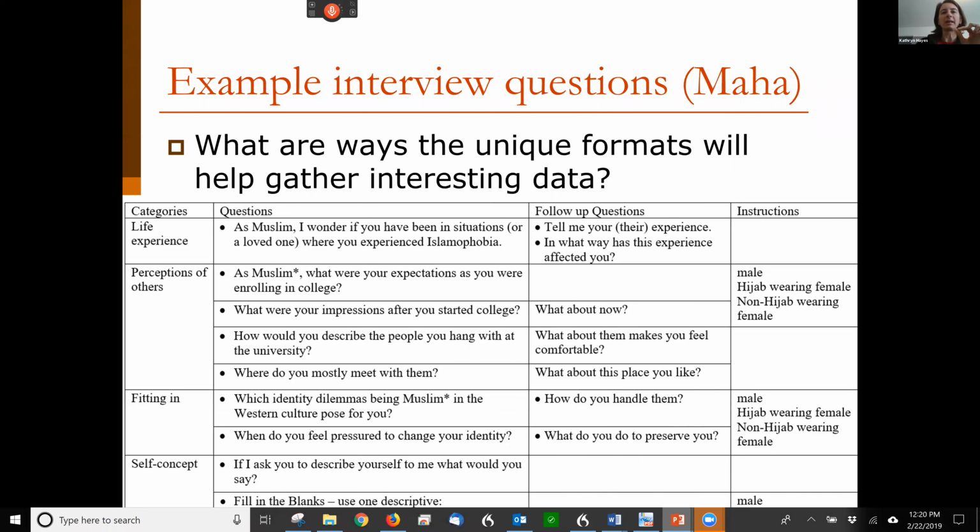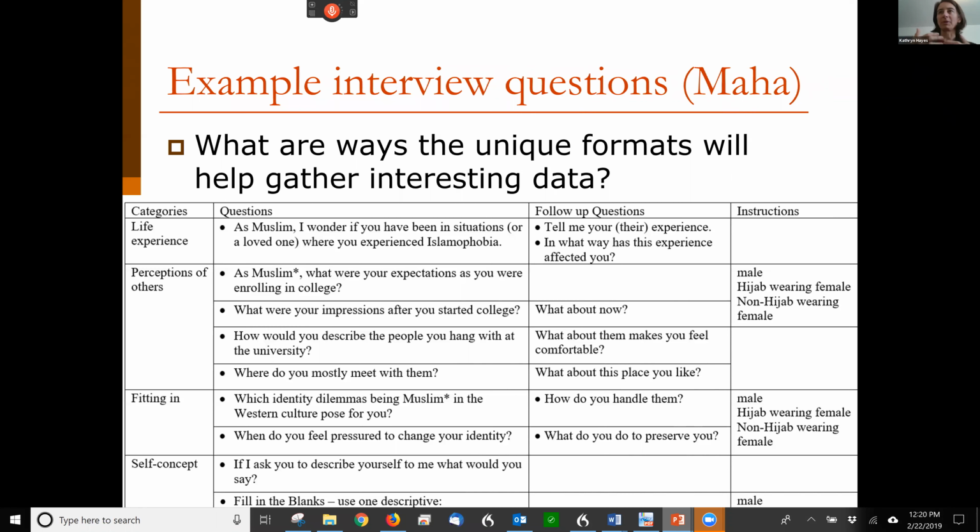Now, I'd really like this one too. If I ask you to describe yourself to me, what would you say? That's a really excellent question because, again, it is very open-ended. What might they say? Maybe they would not describe themselves as Muslim or by a particular identity. In fact, maybe this question should be one of the first ones, because before introducing the idea that I'm identifying you as Muslim and Islamophobia is something you would experience, how do you identify yourself?